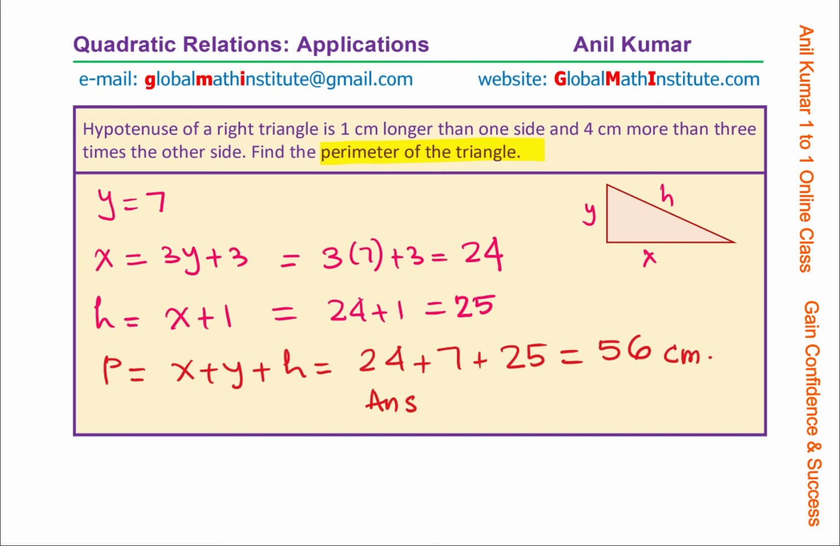So do you see how we got our answer as 56 centimeters as the perimeter? So this is a very important question, as you must have realized by now. Relating the three sides with the given condition is the key, and that really tests your skills on algebra.